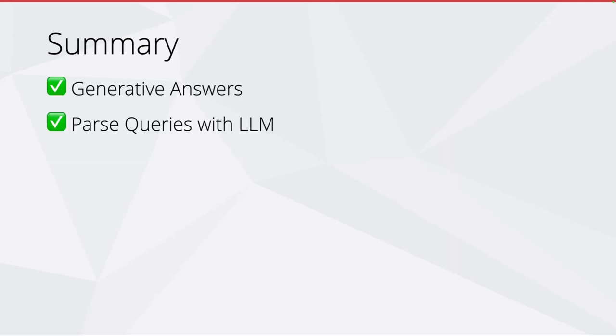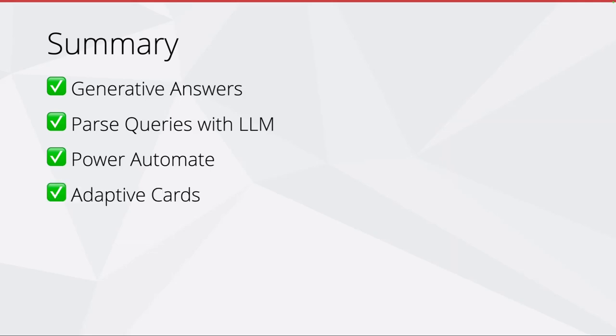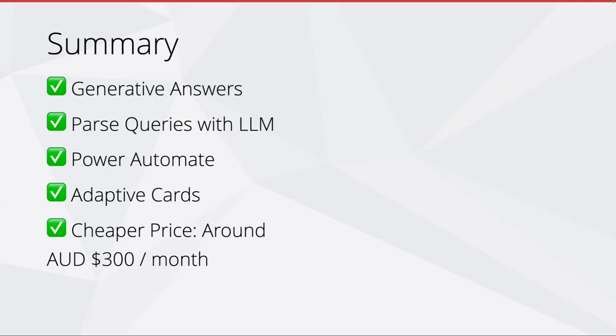So for Microsoft Copilot Studio, it supports generative answers. It also supports parse queries with LLM. It will make the bot more accurate. And it supports Power Automate. I think it is a very promising feature. It can help us do a lot of tasks. It also supports adaptive cards. It has a cheaper price, it's around $300 a month.